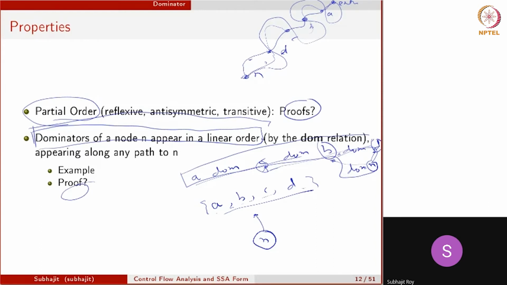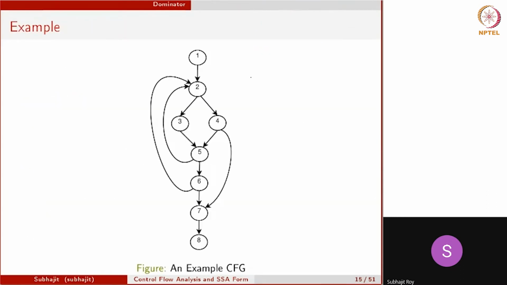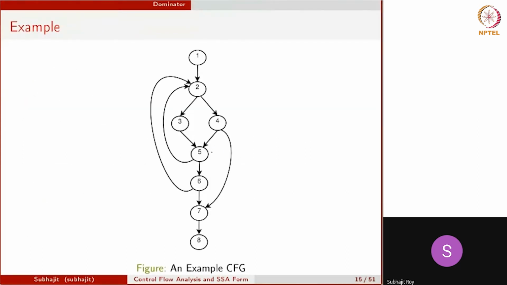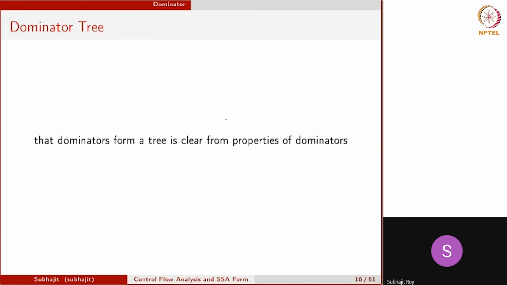And now there is a node D which is closest to N among all its dominators. That particular node is referred to as the immediate dominator. I mean, the name says it all. So, for example, if I go back to our example, for node 5, 2 is also a dominator, 1 is also a dominator. But which is the immediate dominator? 2 is the immediate dominator. So this is the notion of immediate dominator.